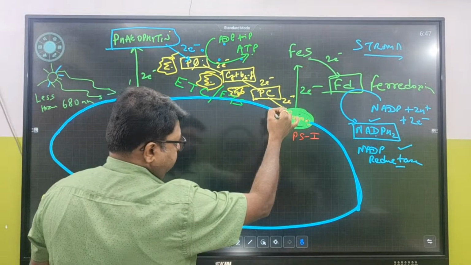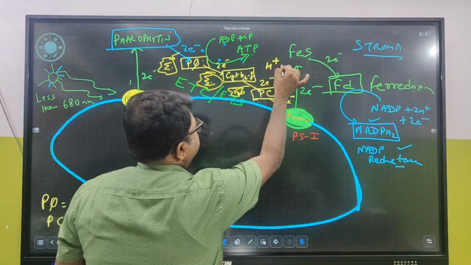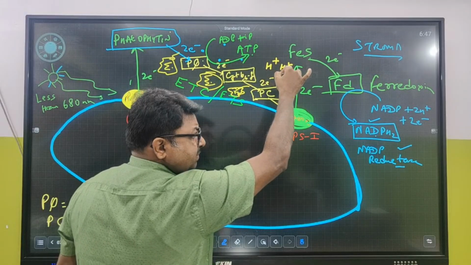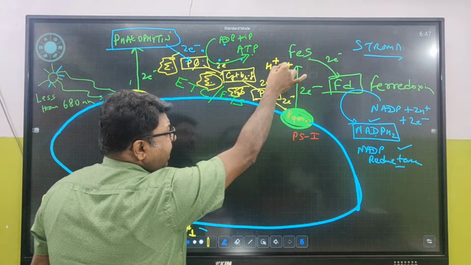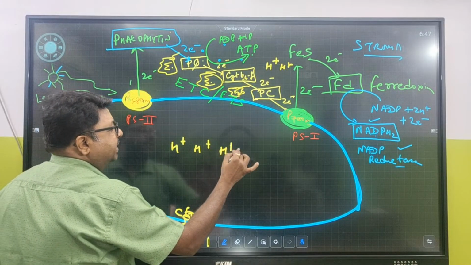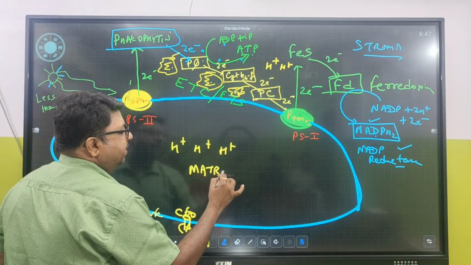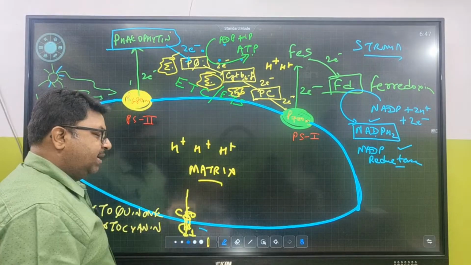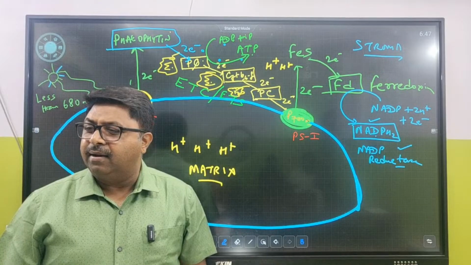That means over here the H plus ion is going to get concentrated, and then the H plus ion has to be brought where? In the matrix. And this H plus ion can move out through CF0 and CF1.